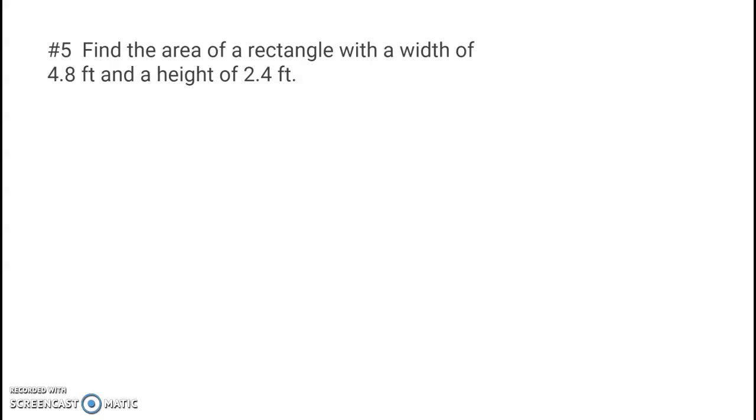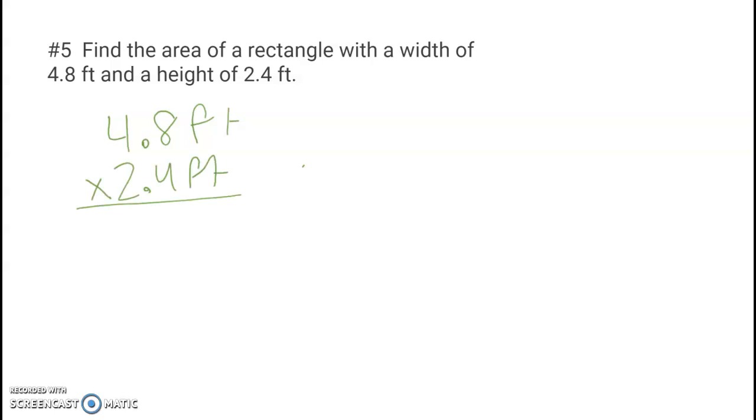For number 5, it says find the area of a rectangle with a width of 4.8 feet and a height of 2.4 feet. It doesn't say estimate or about anywhere on here, so we're not rounding. We're going to find the exact answer. To find the area of a rectangle, you multiply length times width. So I have 4.8 feet times 2.4 feet.